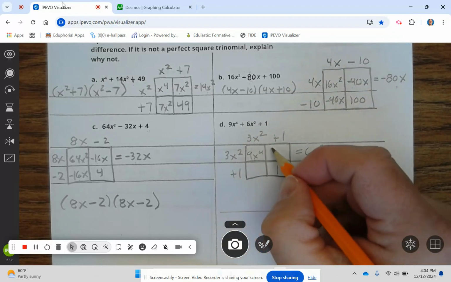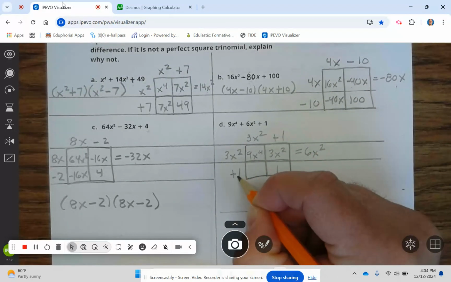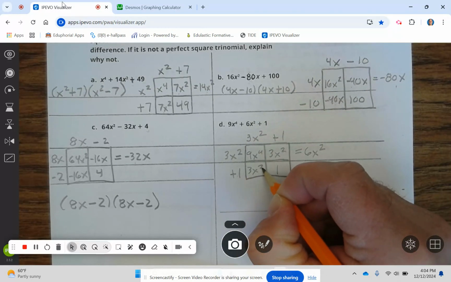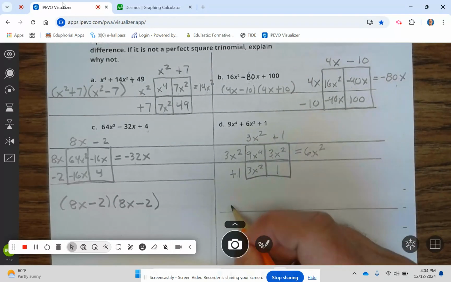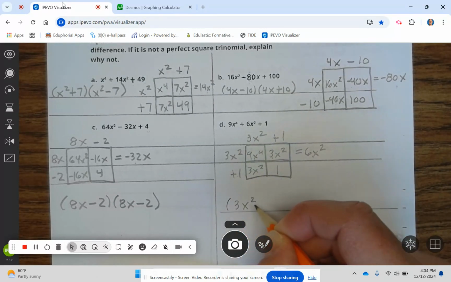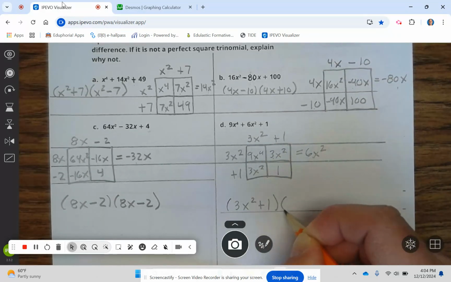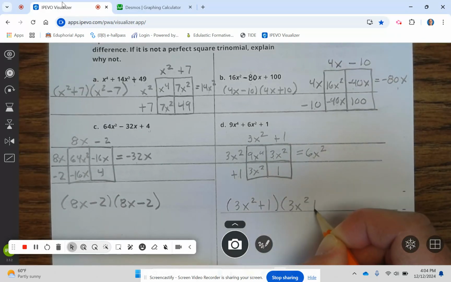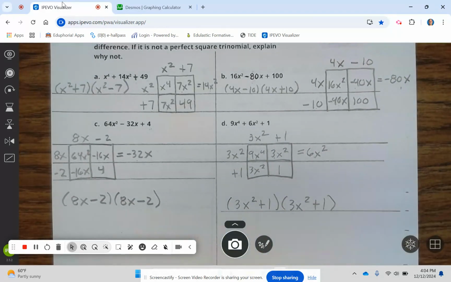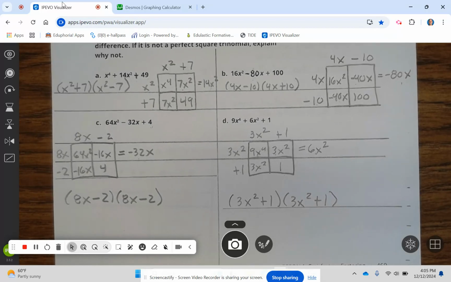So 3x squared times 1 is 3x squared. 1 times 3x squared is 3x squared. This combines to be 6x squared, so this factors to be 3x squared plus 1 times 3x squared plus 1. All right, go ahead and finish up number 3. All right, let's take a look at the next page.